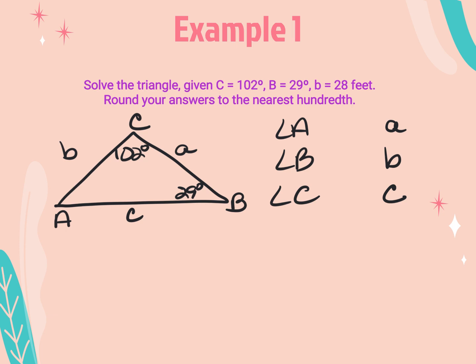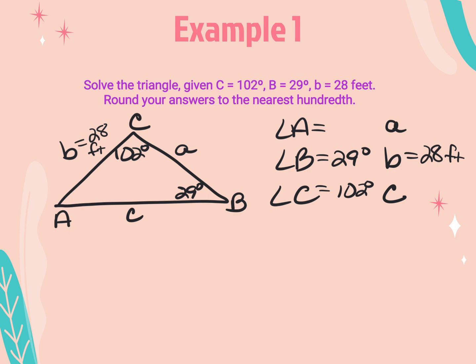So let me go ahead and fill in those numbers. All they gave me was one side, and that was side b, and it was 28 feet. So let me go ahead and fill in the three pieces that they gave me over here. B was 29, C was 102, and then side length b is 28. So you'll always be given three pieces, and then you got to find the other three.